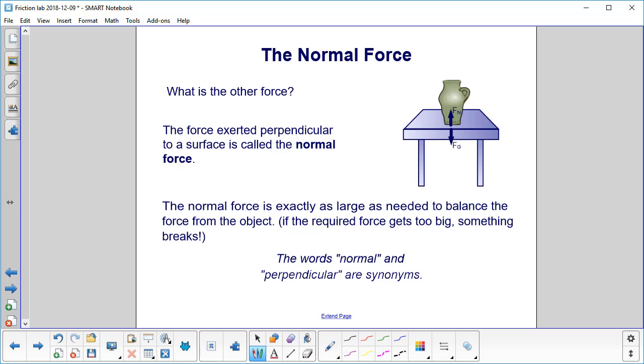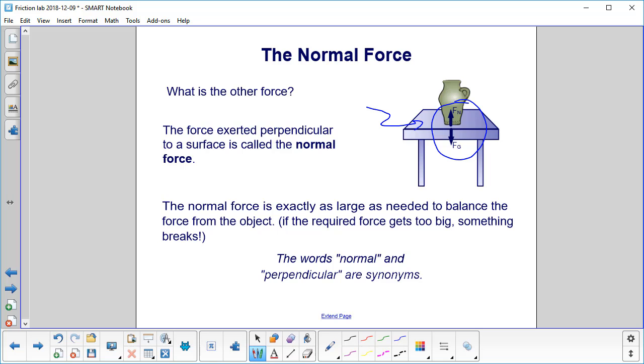That's the force exerted perpendicular to a surface. And you can see over here, we've got gravity pulling it down, and the force opposing that would be the normal force on the table. Both of these forces are acting on the object there, that vase, and they cancel out to be zero, which means the vase won't move.